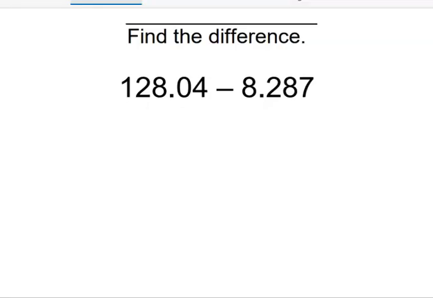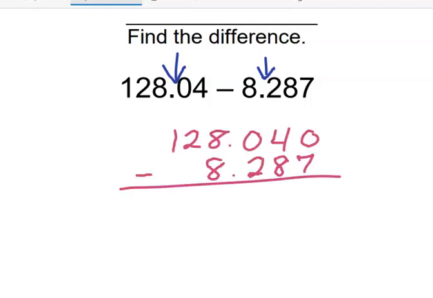All right, we're going to find the difference. And again, we're finding the difference of two numbers that have decimals. Okay, so since they have decimals, we have to line those up. So let's go ahead and do that and solve it. Okay, so we have 128 is going to be the number on top because that's bigger than 8. So that's what we wrote down. We have 128.040. I had to add a 0 there, so that we can line up the decimals and have 8 on the left side and then 287 thousandths on the other side.